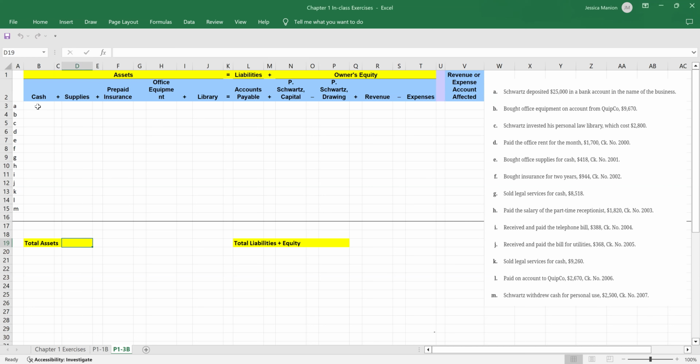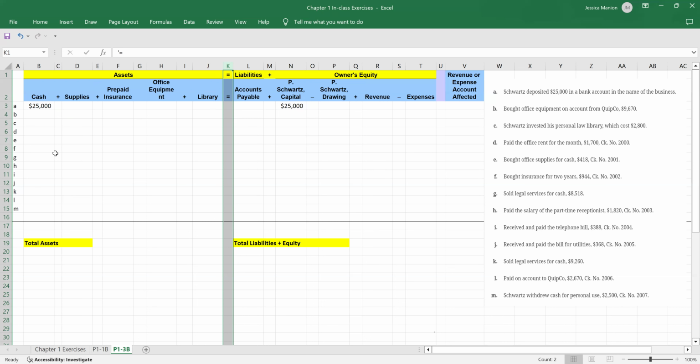The first one, letter A, says Schwartz deposited $25,000 in a bank account in the name of the business. So 25,000 cash is going up. Again, this is the owner's investment into the company. It represents the owner's capital, so capital is also going up. Remember, here's our equal sign right here. For this equation to remain balanced, we have to have at least two sides of the transaction. That's that double entry accounting that we're going to talk more about.